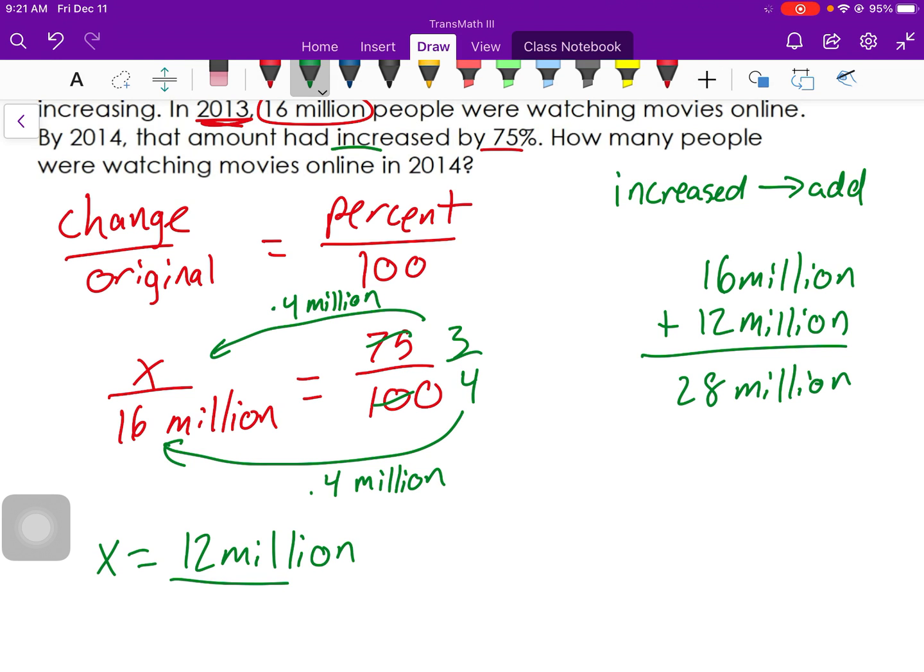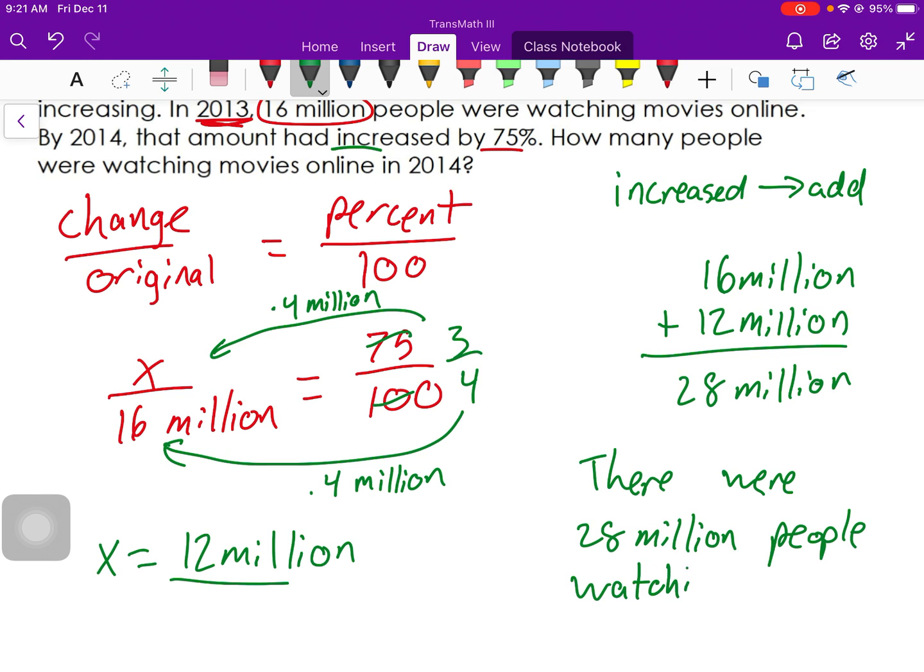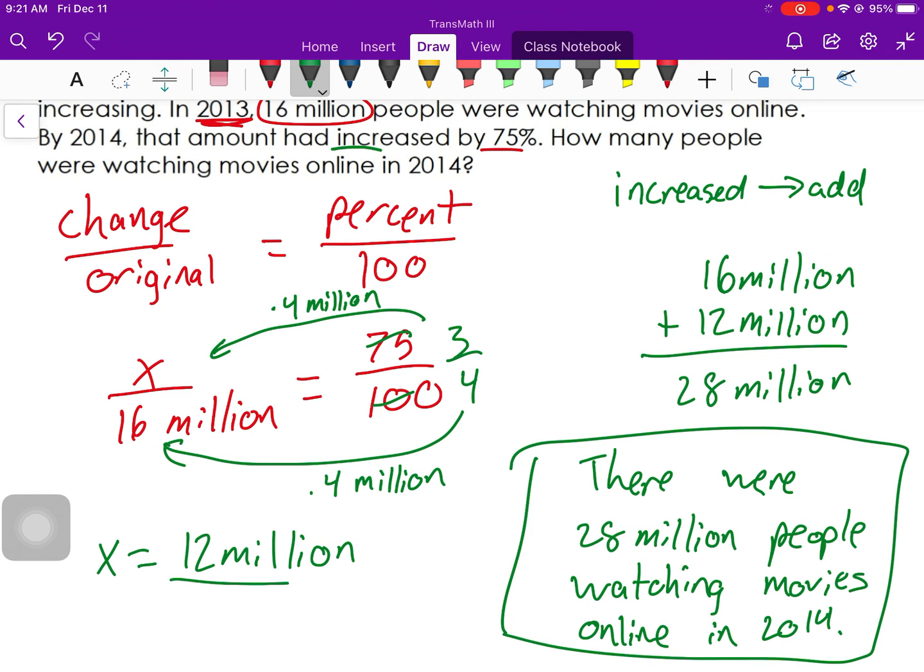So how many people were watching movies online in 2014? There were 28 million people watching movies online in 2014. And hopefully this number kind of makes sense, okay? If it increased by 75%, that's a lot. Increased by a whole bunch of people, increased by 12 million people. More people should be watching than were originally.